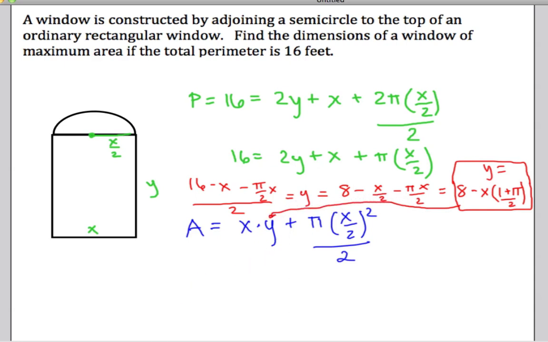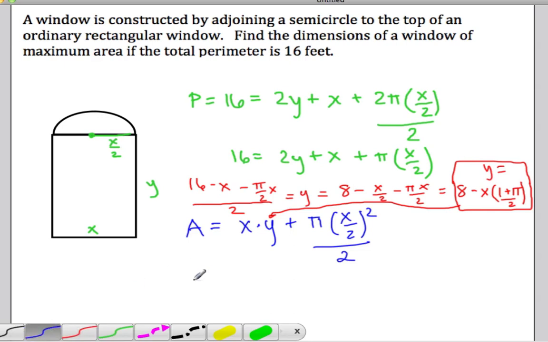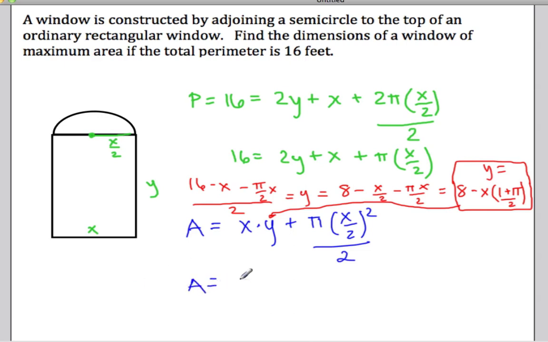So area, back to blue, area is equal to x times 8 minus x times 1 plus pi all over 2, in parentheses, plus, okay, so this is going to be pi x squared, that's pi over 4, so that's over 4, and that will be over 8. So the whole thing's over 8.